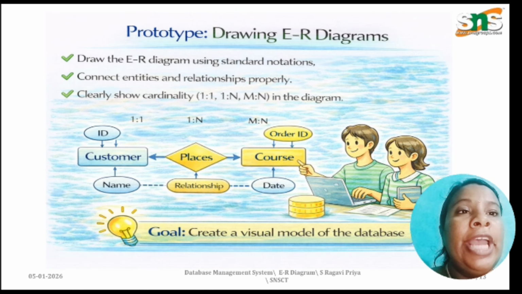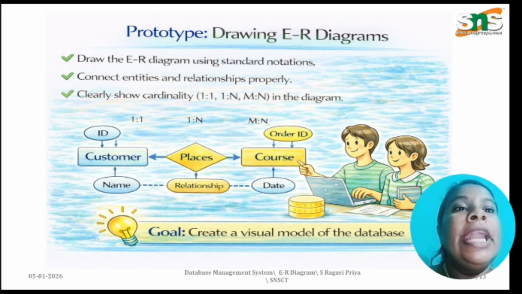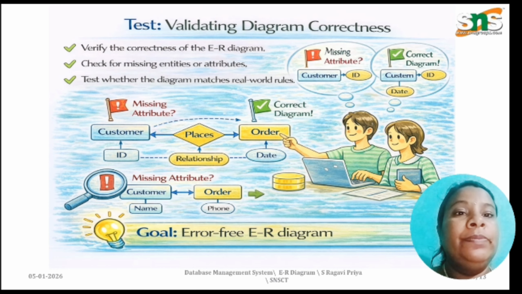So prototype: drawing ER diagrams. Draw the ER diagram using standard notation. Connect entities and relationships properly. Then clearly show cardinality 1:1, 1:n and m:n in the diagram. We should clearly represent the type of relationship between the entities and the attributes.